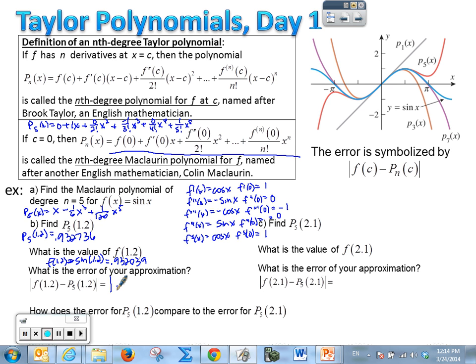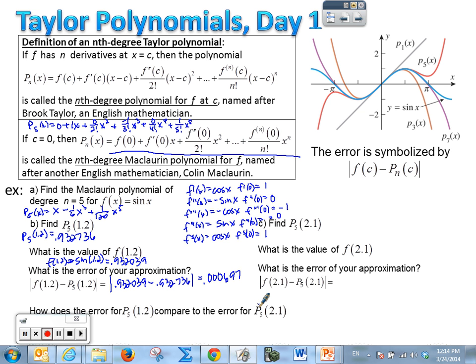So the real value was 0.932039 minus the approximation, which was 0.932736. And so I just put those in my calculator, and I get my error, 0.000697. That was a pretty good approximation, wasn't it?